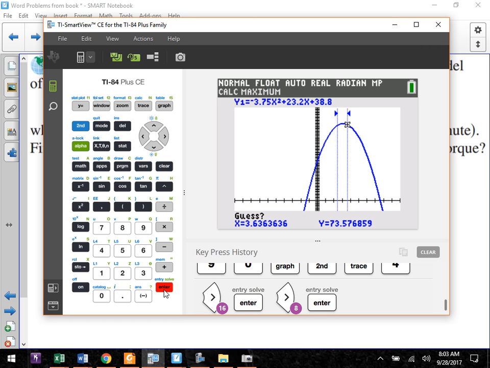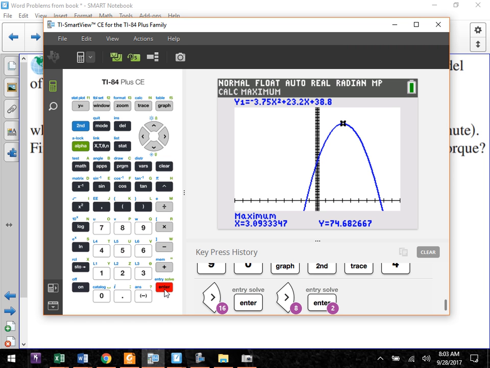What it's doing is checking in this boundary here. It's going to calculate all the possible values in the domain to see which value of the domain generates the largest value in the range. So it does that for you. The next thing it says is guess. Hit enter again. There's my maximum. My maximum occurs when x is equal to 3.09.